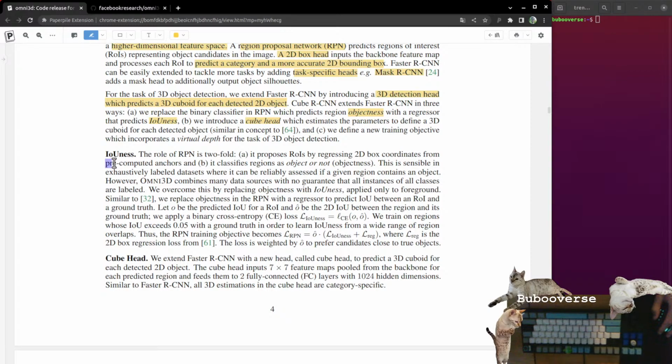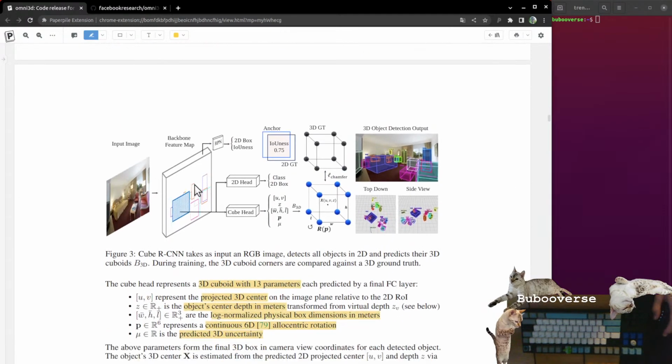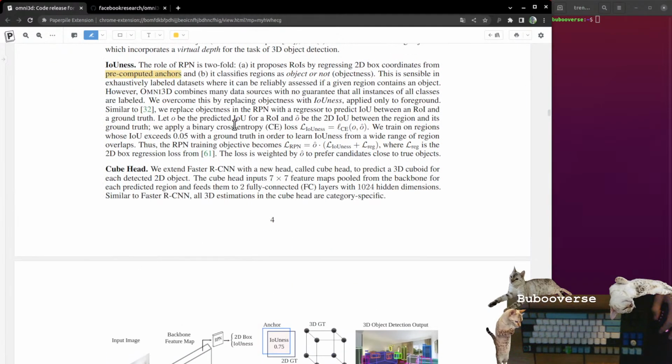Yeah, so the pre-computed anchors, there's basically a bunch of guesses of the bounding box, or basically this RPN gets a bunch of candidate bounding boxes, and then it kind of filters them based on which ones are the most object-y, right? The objectness, right? So it's basically binary classifying these as object or not.